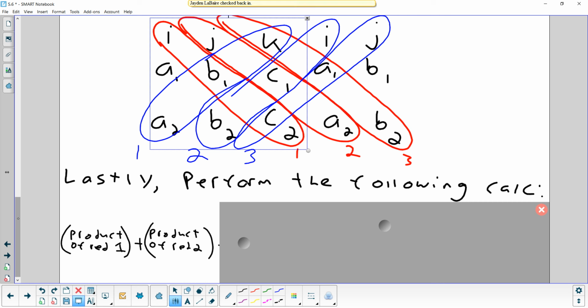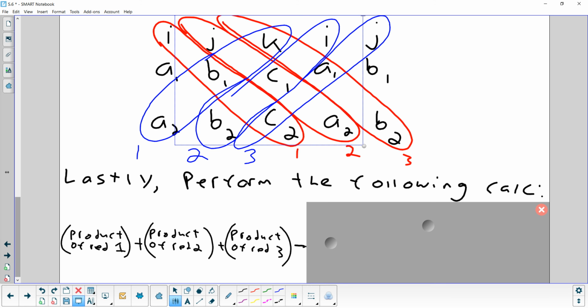Next, you're going to multiply together everything that's on red diagonal number 2. J, C1, and A2. And it's hard to remember that it's J, C1, and A2. That's always what it is. But if you make this diagram, you don't have to memorize J, C1, A2. All you have to do is look at your diagram and look at the diagonal. It's too much to memorize. And then you're going to do it again. You're going to find the product of what's on red diagonal number 3. K, A1, B2.